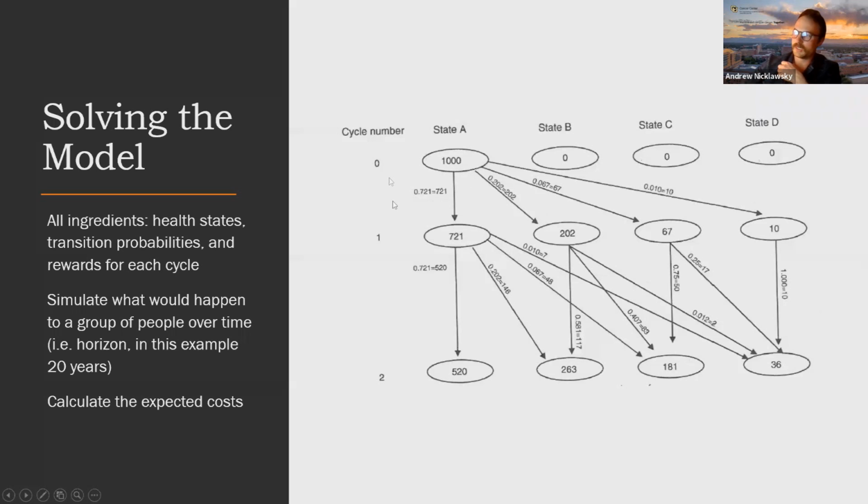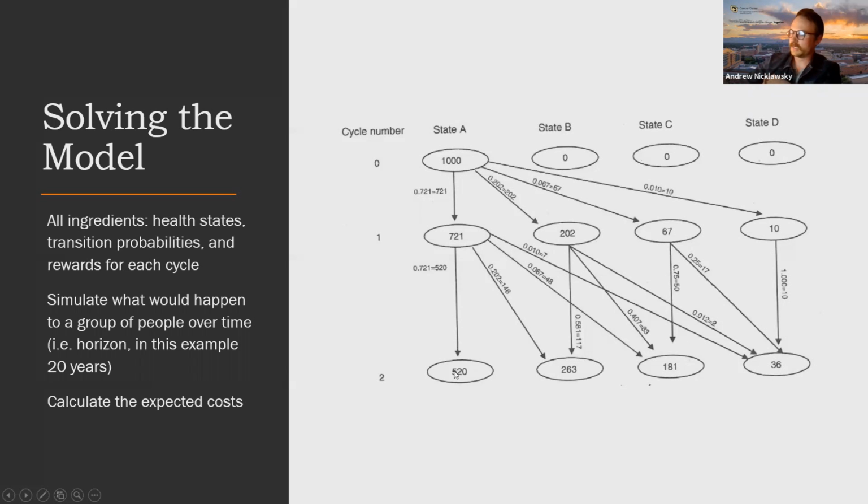And each cycle, each year, we see that in the first year, 721 people remain in state A based off of that transition probability. 202 go to state B, 67 go to state C, and 10 are deceased. In our next cycle, we apply those transition probabilities again and get in year 2, 520 people in state A, 263 in state B, 181 in state C, 36 in state D.